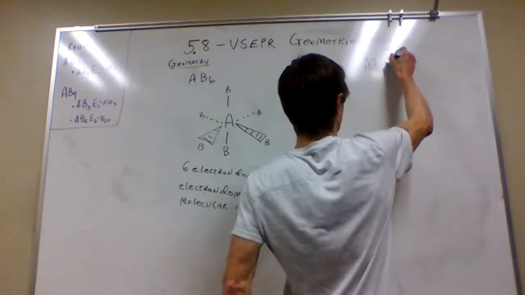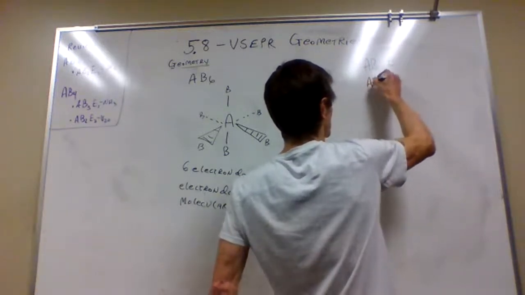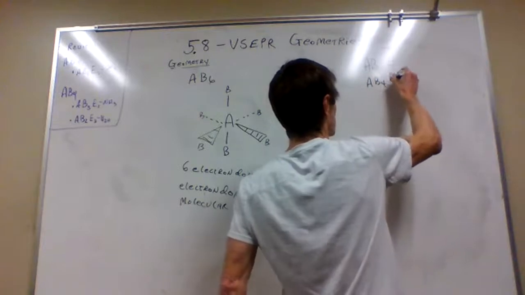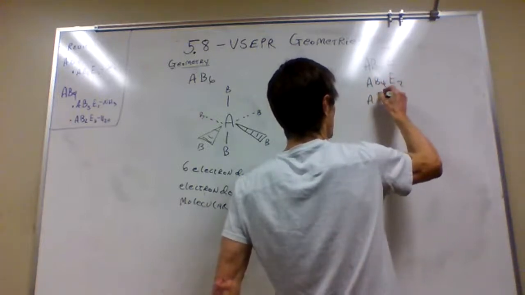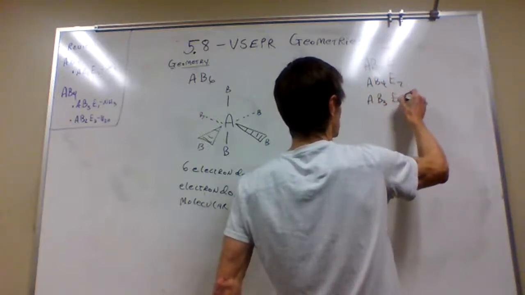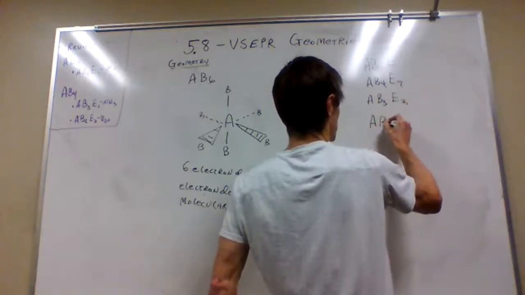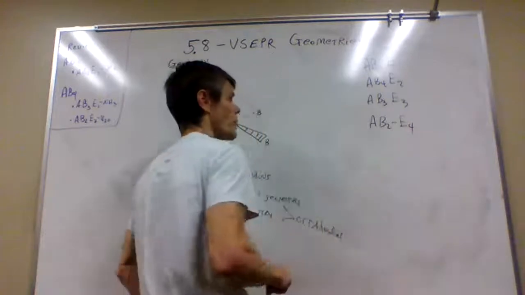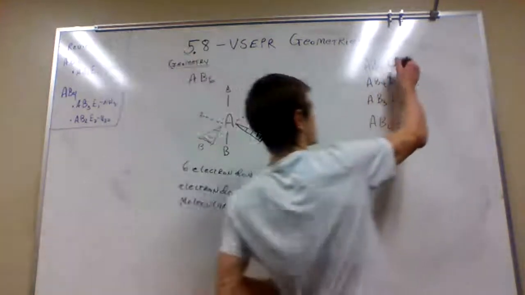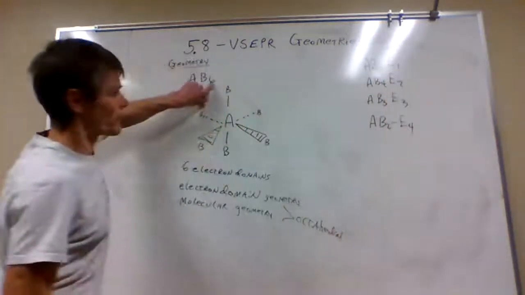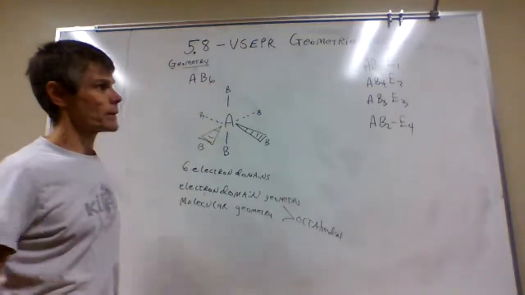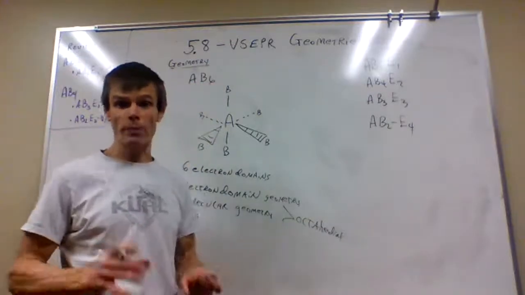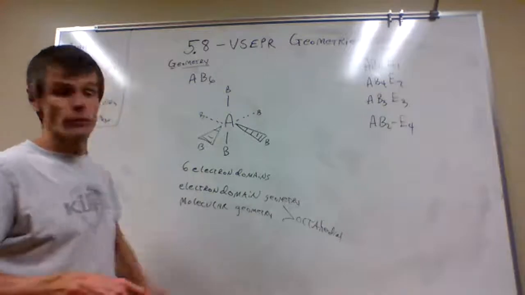AB5E1, AB4E2, AB3E3, AB2E4. And remember, notice that all these little subscripts add up to what we started out with. And these are just simply placing lone pairs of electrons wherever we want.